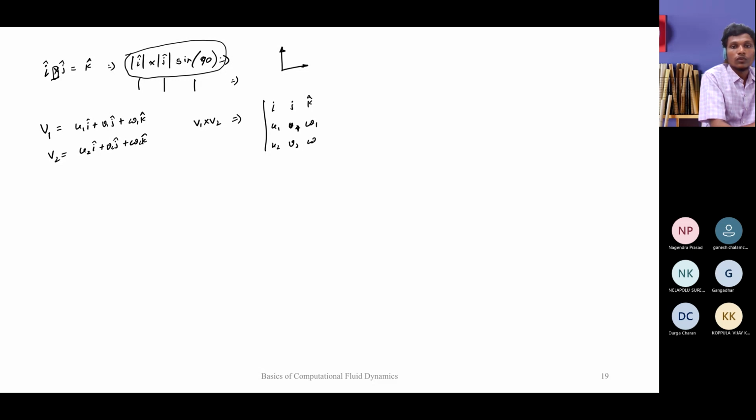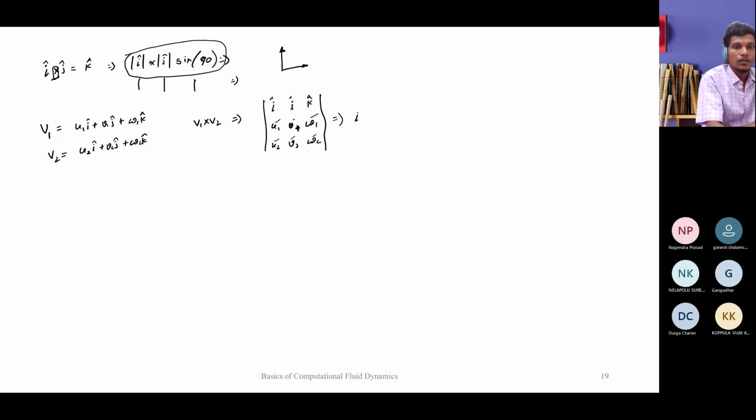u2, v2, w2. Substitute your cross product vectors in this format. First the unit vectors, that is i cap, j cap and k cap, and then substitute the magnitudes of your vectors in all the directions, that is u1, v1, w1, and then u2, v2, w2. If you try to define its entire form by using some determinant formulation, you will get a determinant form of the entire thing.